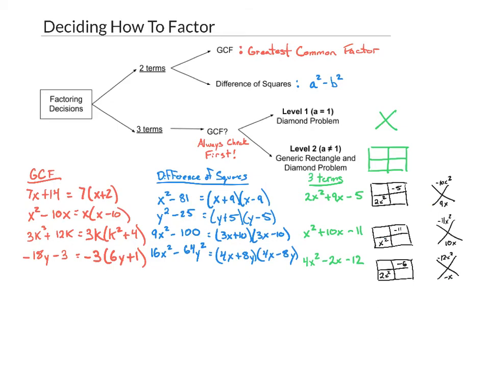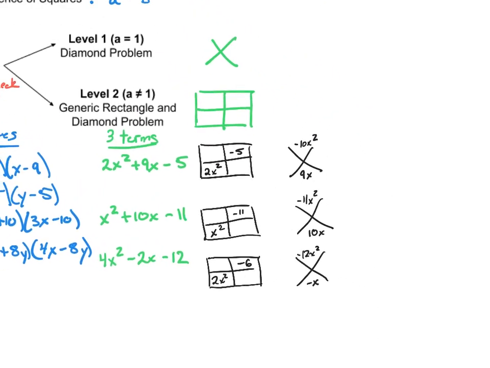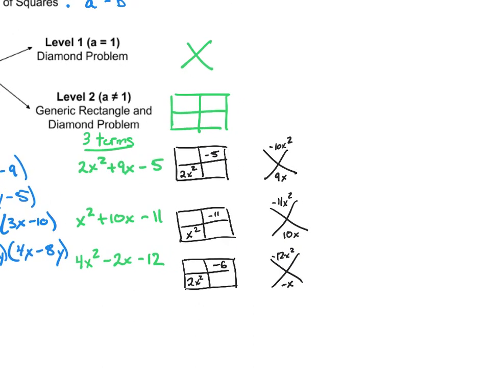So I did a little shortcut here. I'm going to zoom in for these trinomial problems. And so you have your generic rectangle that you set up. In our previous video, we had some examples on how to do that. And you also set up your diamond problem. Once you set up your diamond problem, you figure out what goes on the left and the right side. So negative 10x squared because that's the product. And so then you're going to have a positive 10x and a negative 1x. And that fills in our boxes here.